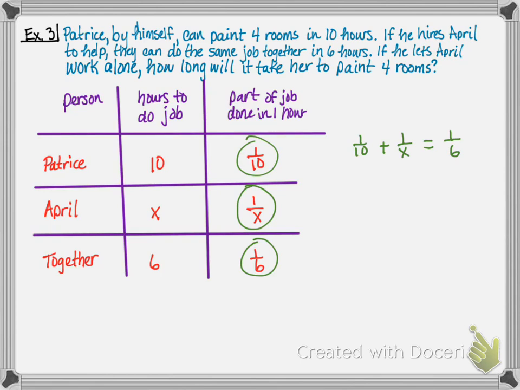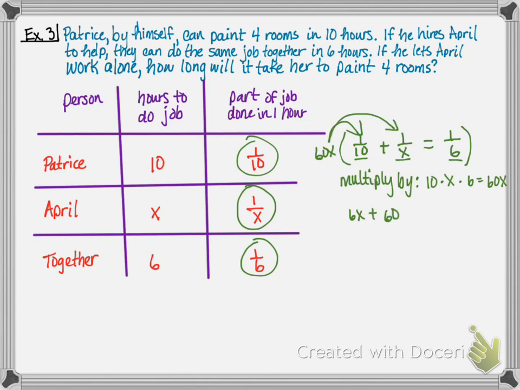Okay, so let's look at our denominators. Our denominators are 10, x, and 6, and we're going to multiply the entire equation by 10 times x times 6, or 60x. Okay, distributing the 60x to all three terms, 60x times 1/10 is 6x. 60x times 1 over x is 60, and 60x times 1/6 equals 10x. Okay, so here's our equation.